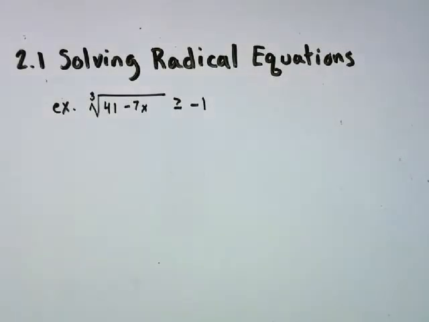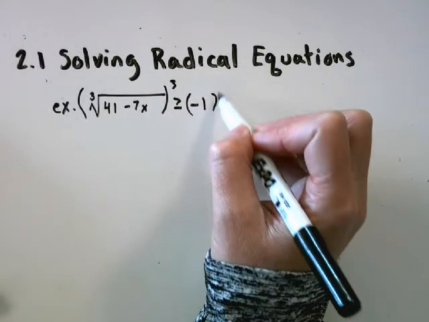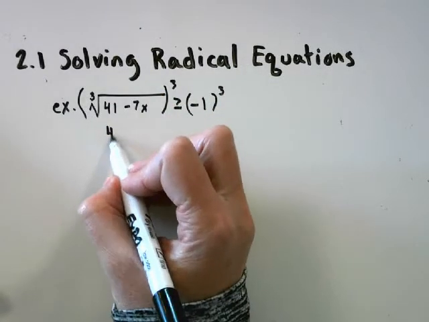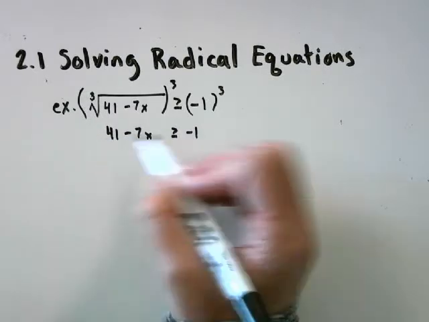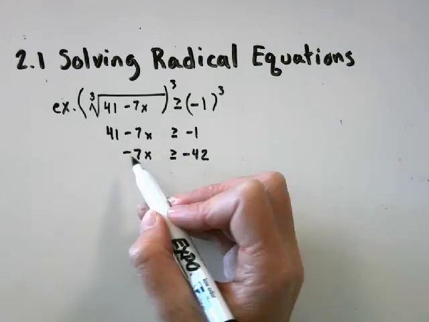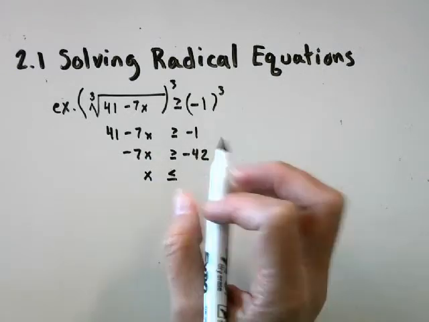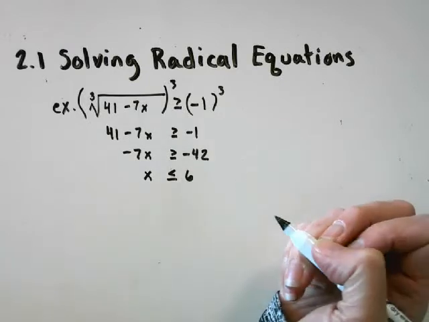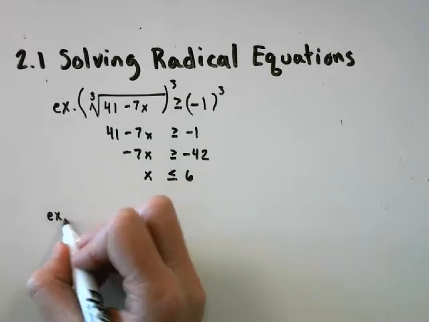So let's say I have this radical equation. What we're going to do to solve this is to get rid of the radical. So I'm going to raise both sides to the 3. So that gets rid of the radical. Then I'll subtract the 41. Then I'm going to divide by a negative 7. When we do that, the inequality switches. So this is going to be x is less than or equal to 6. We'll do one more.